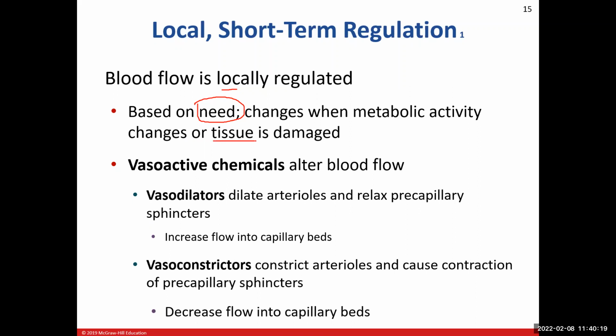So we have our vasoactive chemicals. These are the chemicals that are going to cause changes again in the blood vessels to either become bigger or smaller. So we have our vasodilators, and that term you should know by now. Vasodilators are going to cause the arterioles to dilate. And when that happens, we will get more blood flow into the capillary beds.